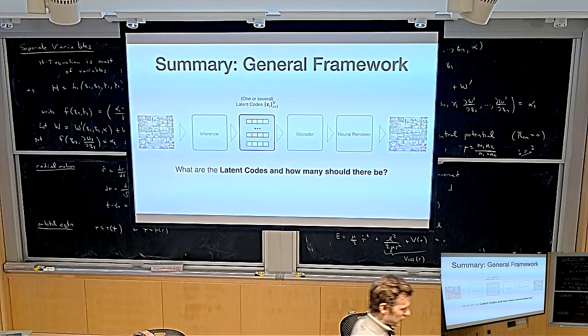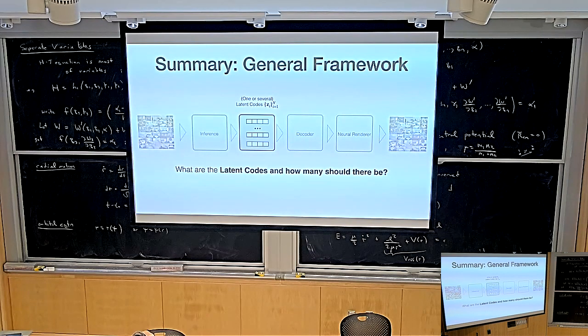So here's the thing that we're going to be talking a lot about for the next several lectures. One question is, what are these latent codes? What information are they going to encode? What can we actually learn? And how many should there be? Does it matter what architecture we pick? All of the things we just discussed, why do they matter? Why does it matter if I pick a voxel grid or a neural network?